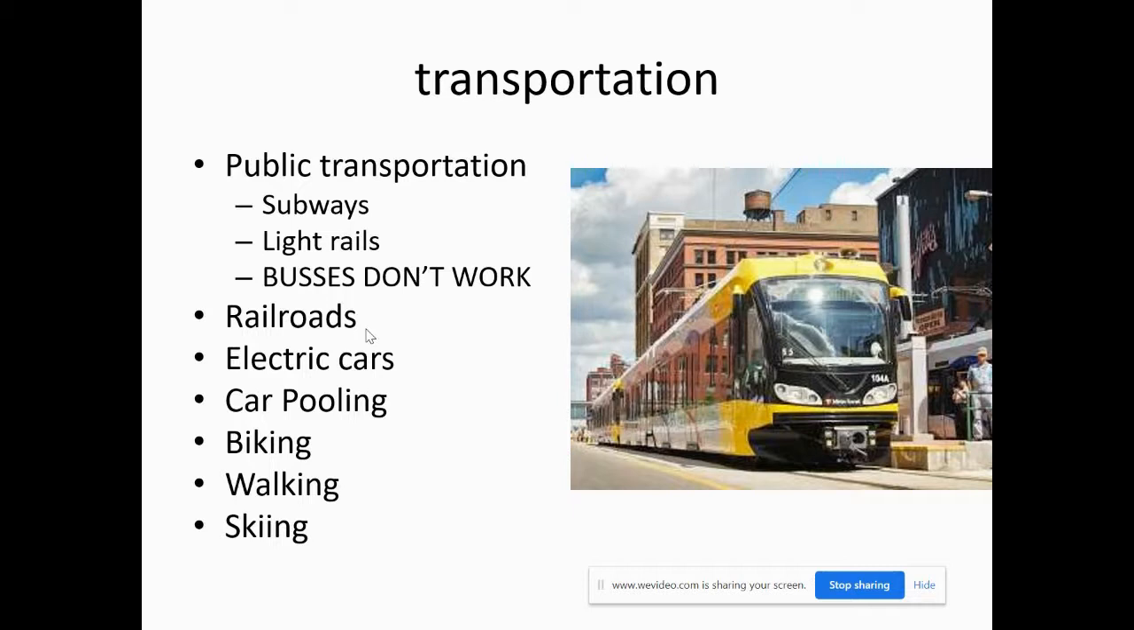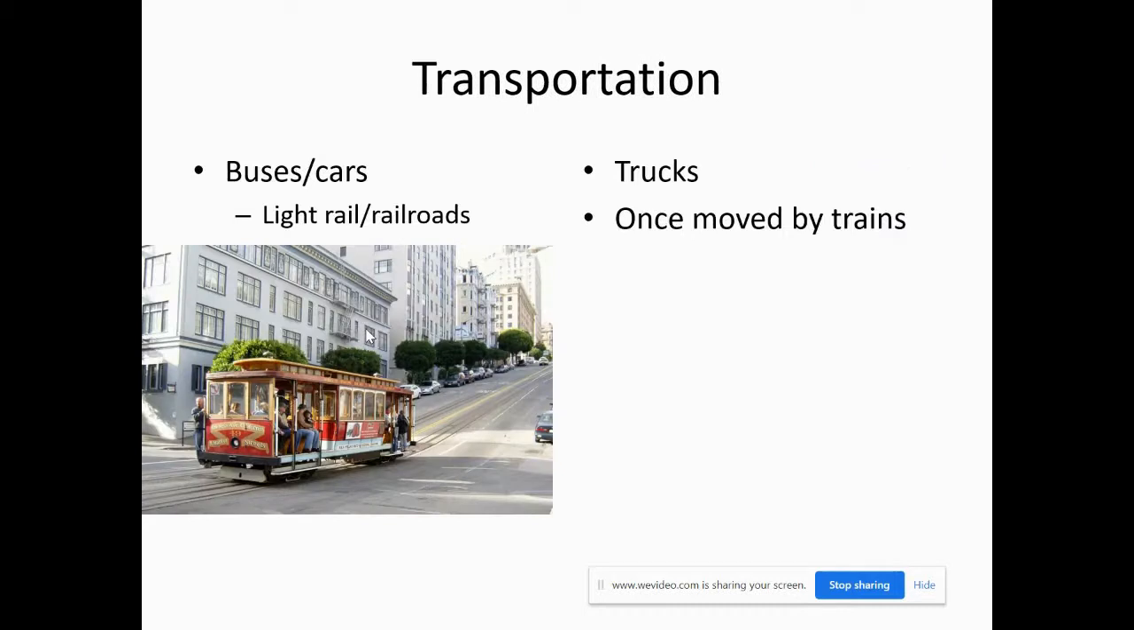So buses don't work as well just because they block traffic. So buses and cars are okay, but light rail, which would be subways, are best, and trolley cars. Light rail just means lightweight train. The best way to move freight is not by trucks, but by trains.